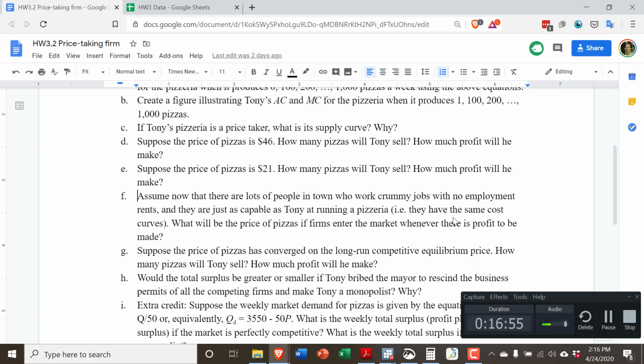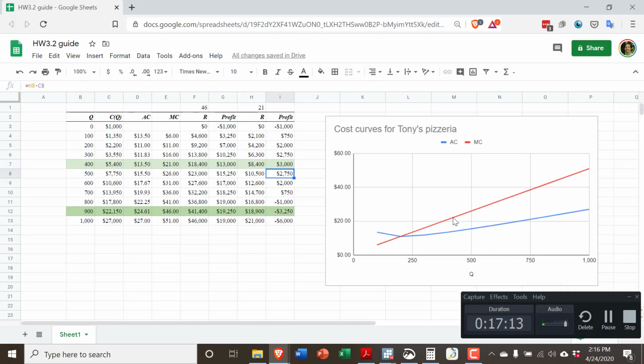Okay. Now assume that there are lots of people in town who work crummy jobs with no employment rents, and they're just as capable as Tony at running a pizzeria. And we're going to assume that means that they have the same cost curves. What will be the price of pizzas if firms enter the market whenever it is profitable, whenever there's profit to be made? Well, there's always going to be profit to be made, right?